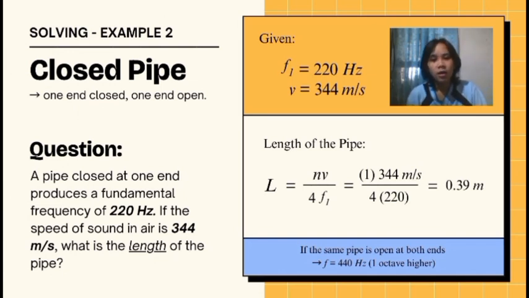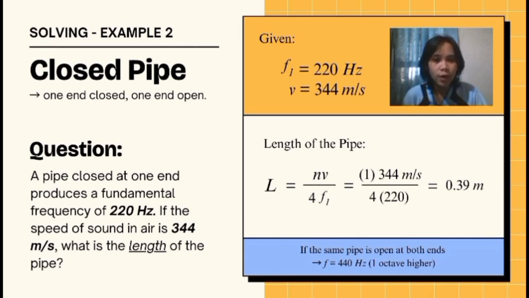So unlike the open pipe, in an open pipe all harmonics are present. So 1, 2, 3, 4, 5, 6, and so on. But when we talk about a closed pipe, only odd harmonics are present. So the 1, 3, 5, 7, and so on.